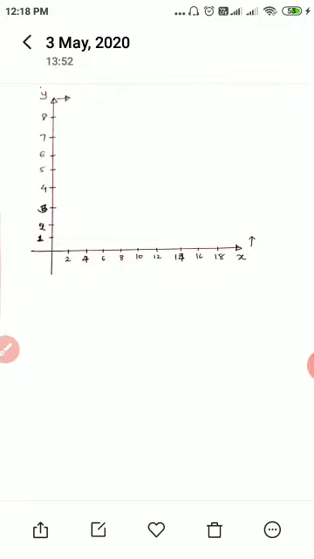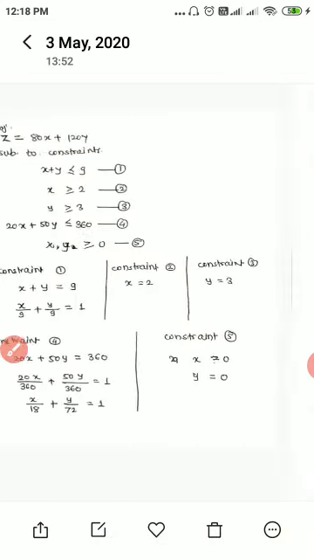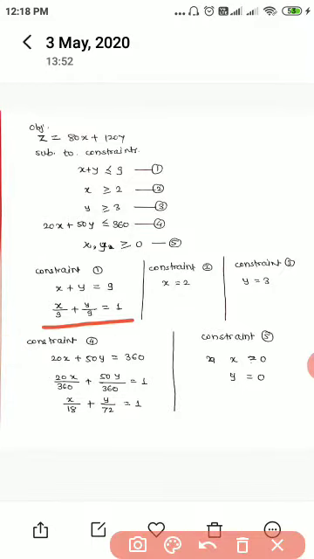Okay, so we have to plot a graph. So let's consider constraint 1. Constraint 1 is x plus y less than or equal to 9. But after simplification, we have got the equation as x by 9 plus y by 9 is equal to 1. And I already told you there is a certain meaning to this particular equation, that I will tell you now.